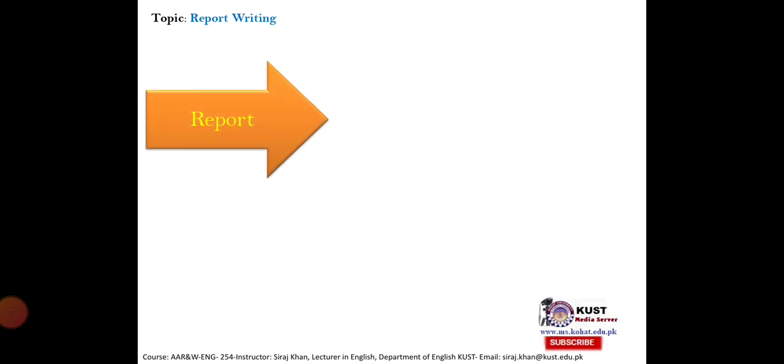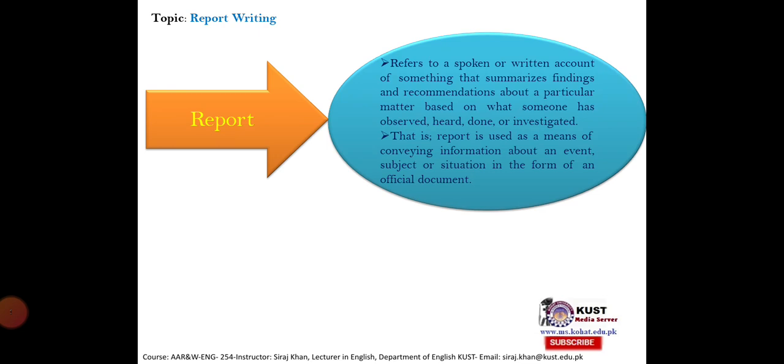What is a report? It refers to a spoken or written account of something that summarizes findings and recommendations about a particular matter based on what someone has observed, heard, done, or investigated. That is, a report is used as a means of conveying information about an event, subject, or situation in the form of an official document.